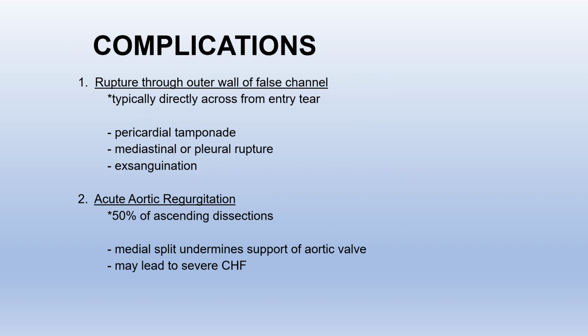Complications. Rupture through the outer wall of the false channel, typically directly across from the intimal tear, pericardial tamponade, mediastinal or pleural rupture, exsanguination. Acute aortic regurgitation in 50% of ascending dissections. Medial split undermines the support of the aortic valve and may lead to severe CHF.